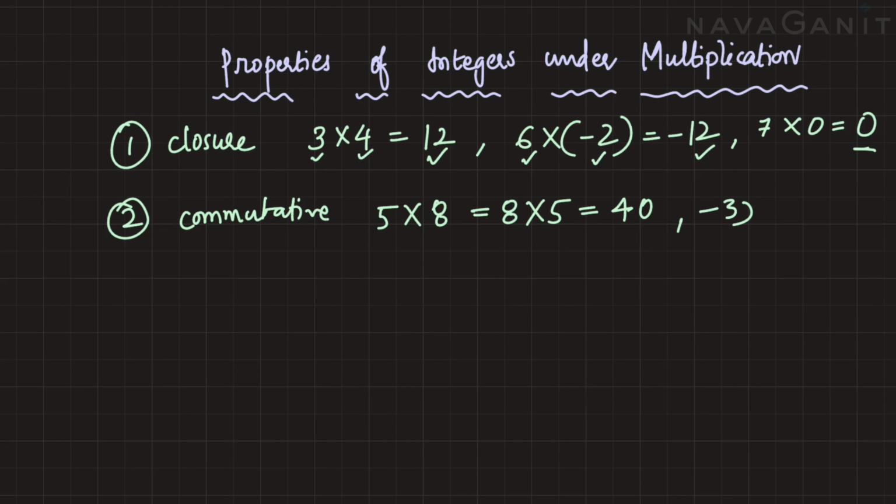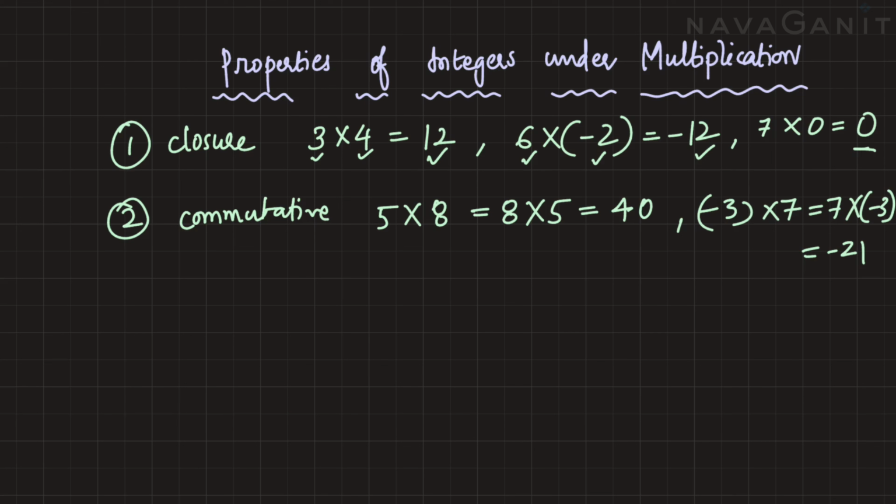Similarly, if I multiply minus 3 with 7, or if I multiply 7 with minus 3, the result would be minus 21. So the order in which two integers are multiplied will not affect the product. Now you need to remember that subtraction, however, is not commutative.